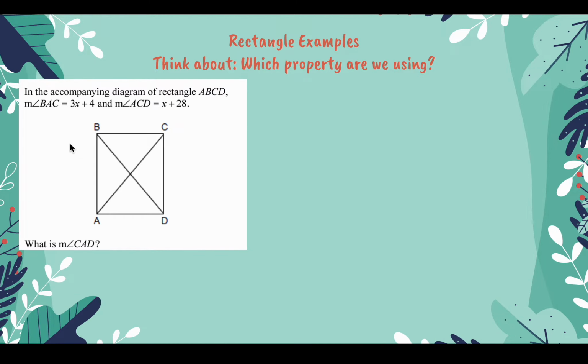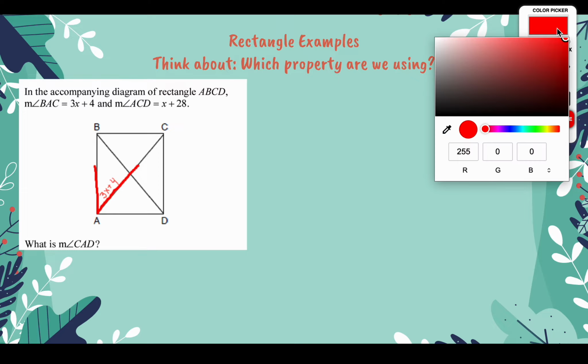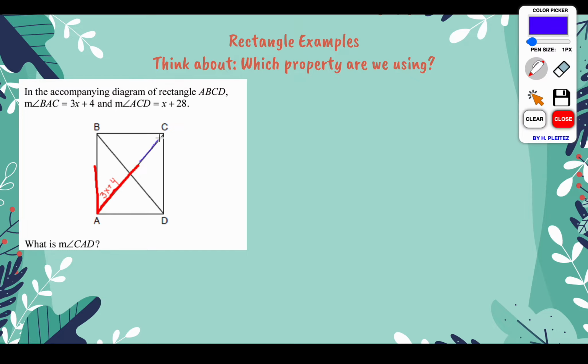All right, last question. This one's going to involve angles of our rectangle. So it says, in the accompanying diagram of rectangle ABCD, the measure of angle BAC, which is over here, let's be very careful with how we're labeling these things. When we label angles, we have to put them inside, right? So 3x plus 4, and then we have ACD, which is over here. ACD is this bluish portion here. And that's going to be equal to x plus 28.